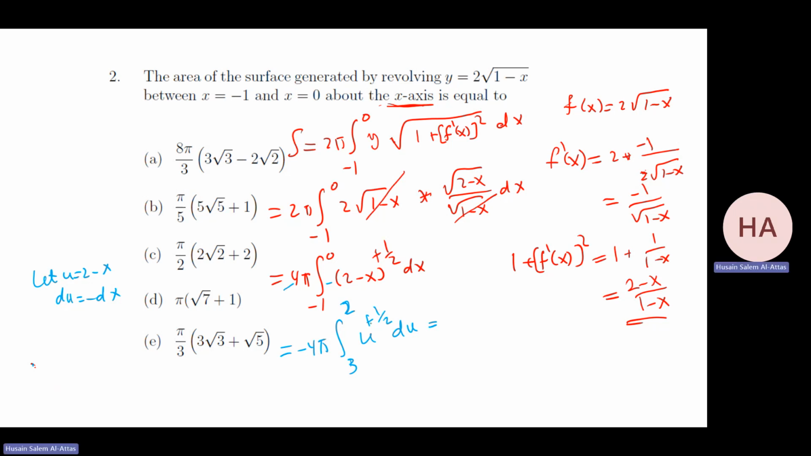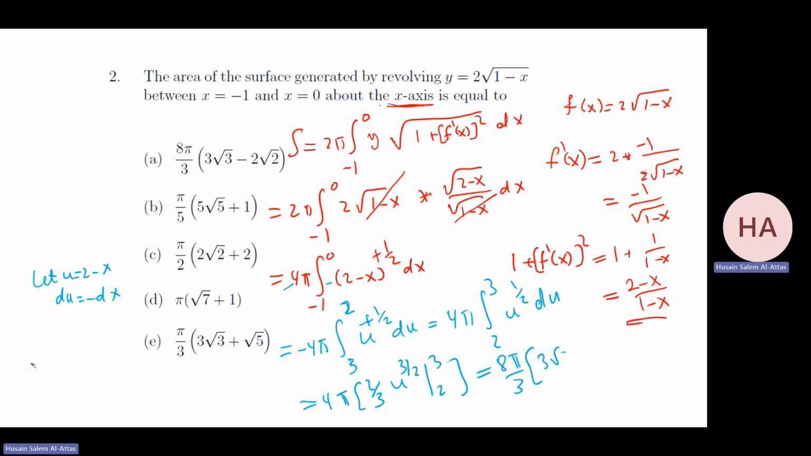You know what? Let me change this and make it 4 pi. I don't like to work it with positive, negative, make it positive, 2 to 3. So that will be 4 pi. I have 2 over 3, u to the power 3 over 2, from 2 to 3. That give me what? 8 pi over 3 times 3 square root of 3 minus 2 square root of 2. And that will be the answer.